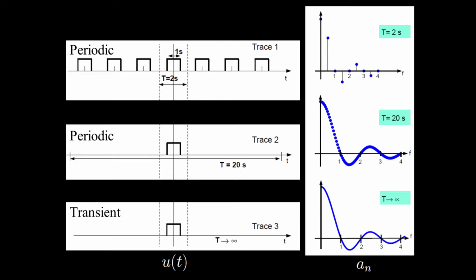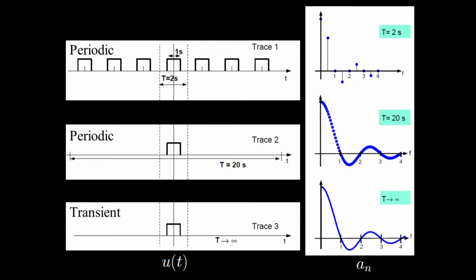Therefore, its fundamental frequency and the spacing between frequencies are 0.5 Hertz. Trace 2 is also a periodic square wave, but it has a different period of 20 seconds. Hence, its fundamental frequency and the spacing between frequencies are 0.05 Hertz. In trace 2, we have increased the period by a factor of 10, while decreasing the spacing between frequencies by a factor of 10. Also, the amplitudes at the frequencies that are common in the two cases.